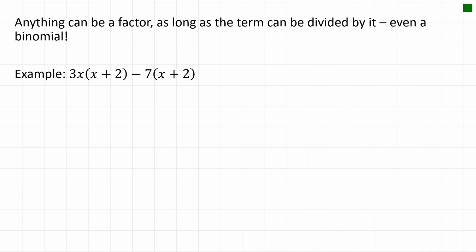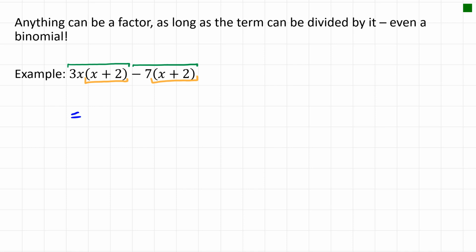And that includes binomials. So looking at this example below, we have this polynomial expression, and what we see is that each term, so again, here's one term of our expression, and here's the other term of our expression because they're separated by a plus or minus sign, in this case a minus sign. And each term has a binomial that is identical. So each term could be divided cleanly by x plus 2.